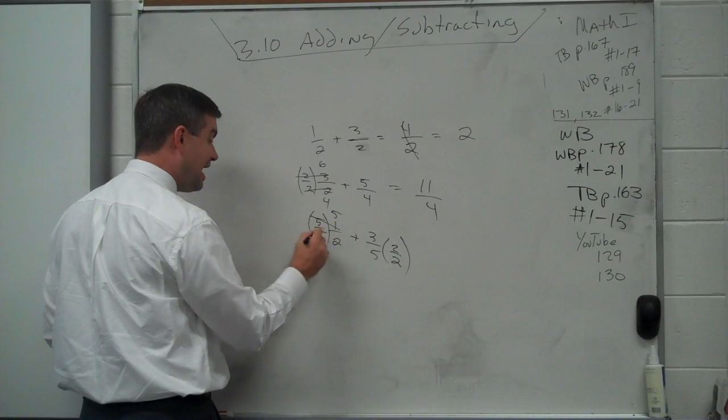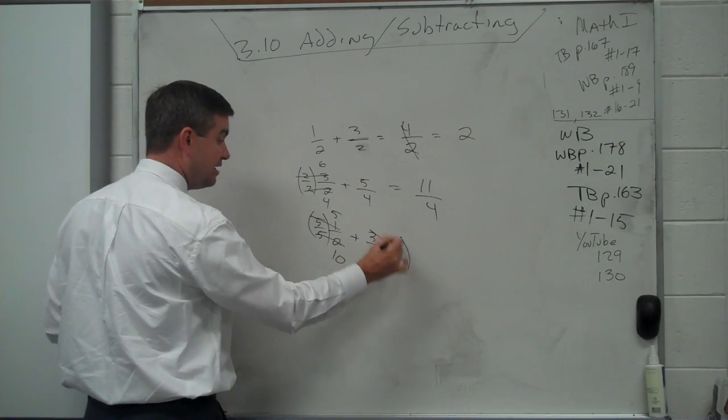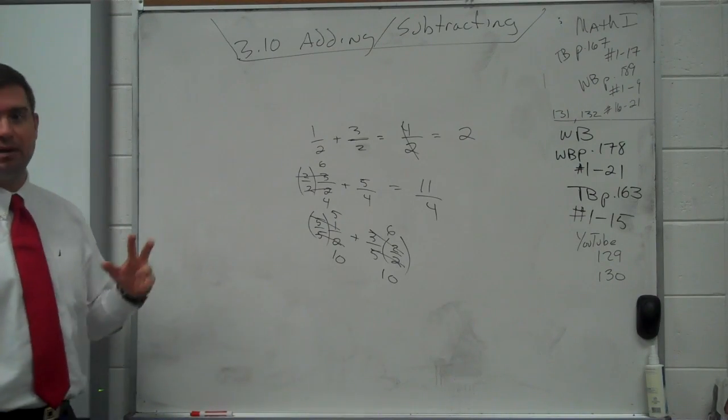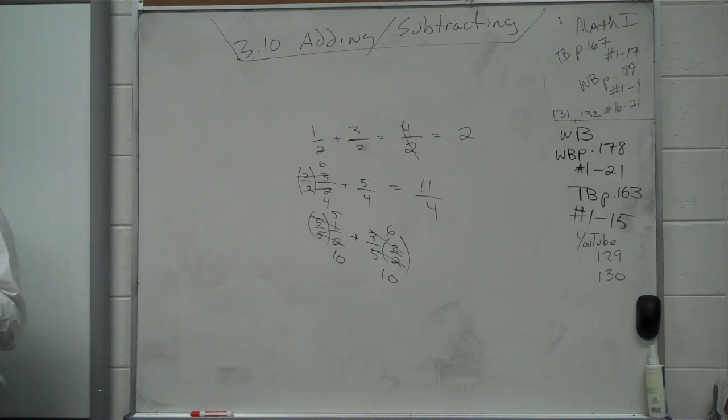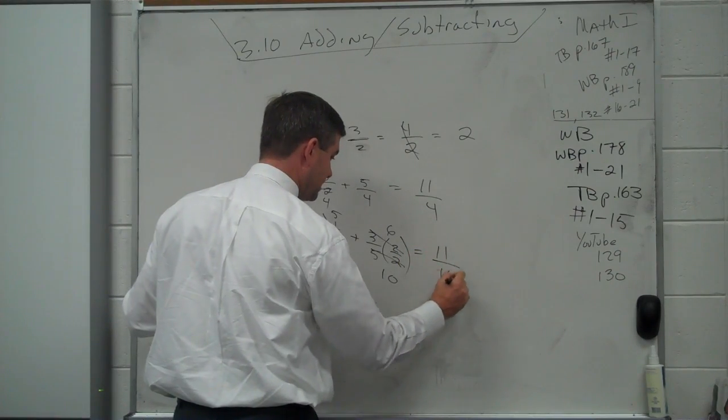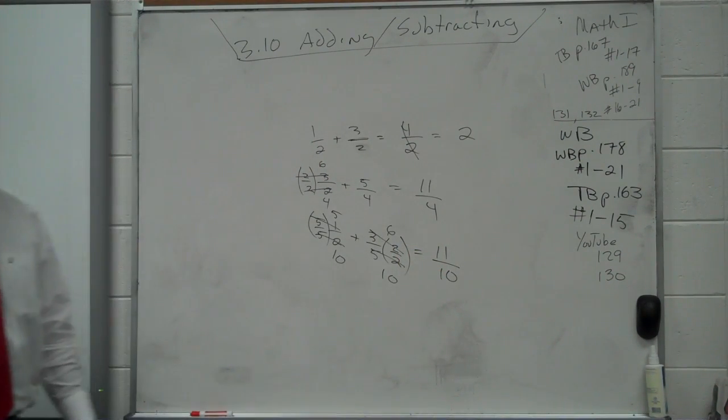Over here I get 5 over 10. Over here I get 6 over 10. I added those up. Or sorry, I multiplied those up. So now I have a denominator that is the same. The LCM in this problem was 10. I add across the top, and what do I get? 11 over 10. 11 over 10 is my answer.